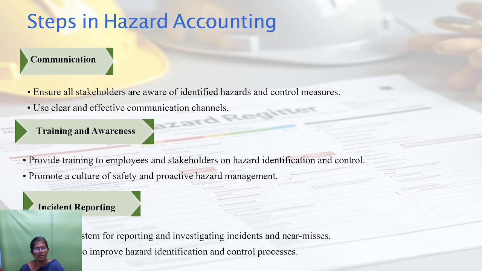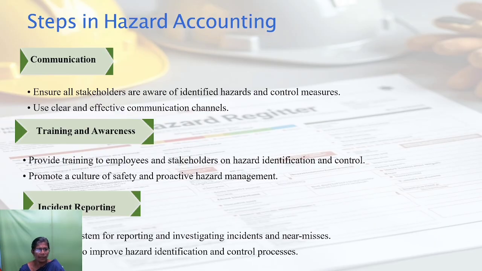The next step is also training and awareness. We have to provide training for the employees in the industry and stakeholders on hazard identification and control, and promote a culture of safety and proactive hazard management, which is taking steps before any hazard occurs. So before any incidents, we have to be active. That is called proactive hazard management.